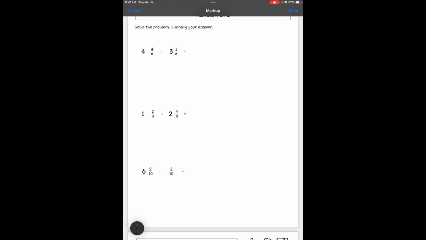These 3 problems, you're going to get the chance to solve them just like we normally would. Stack your mixed numbers, stack your fractions, but this time you're going to be asked to simplify your answers. So let's go ahead and work out this first one together. 4 and 4/6 minus 3 and 1/6. When I subtract my fraction, I get 1 and 3/6.